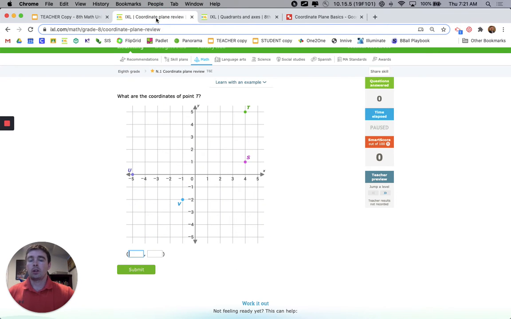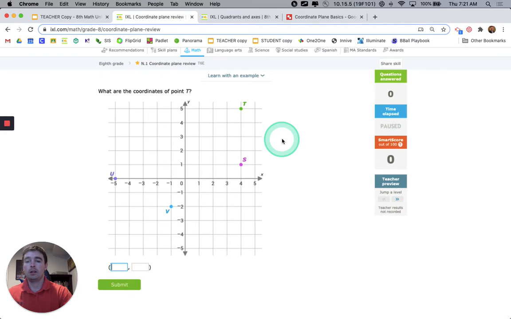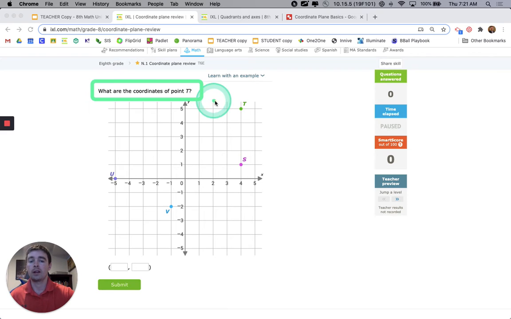So the first thing we're going to look at for IXL, I don't think we need our notes for this. Let me zoom in a little bit. It's going to ask us what are the coordinates for point T. So if they're asking us what are the coordinates for point T, I'll put a green box around that question. We see point T is this green point over here. And if I take a look at point T, I see that its x-axis, or where it is left or right, it lines up with the 4. So I'm going to go ahead and put a 4 in for my x-axis value.